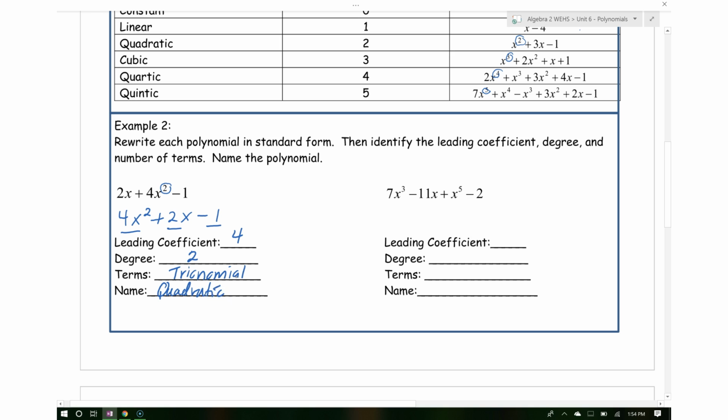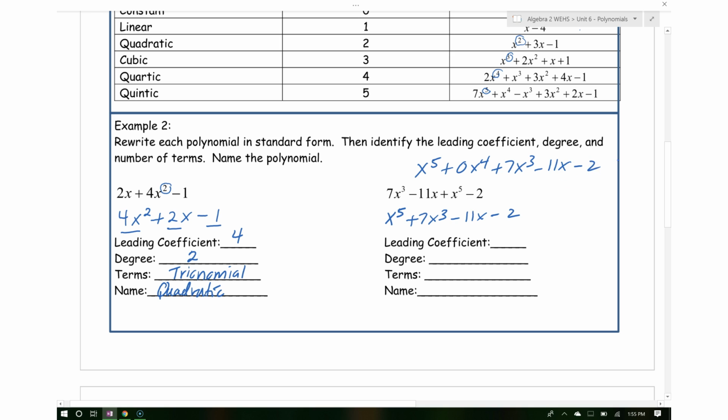If you notice in the next example, the highest exponent is x to the 5th. So we're going to start by writing x to the 5th first. The next highest is 7x to the 3rd. Now it does jump. As you notice, you're missing the exponent 4. And you're also missing the exponent 2, so it's negative 11x minus 2. You can also write it like this. I'm going to show you up here. x to the 5th plus 0x to the 4th plus 7x to the 3rd minus 11x minus 2. That's another way you can write it.